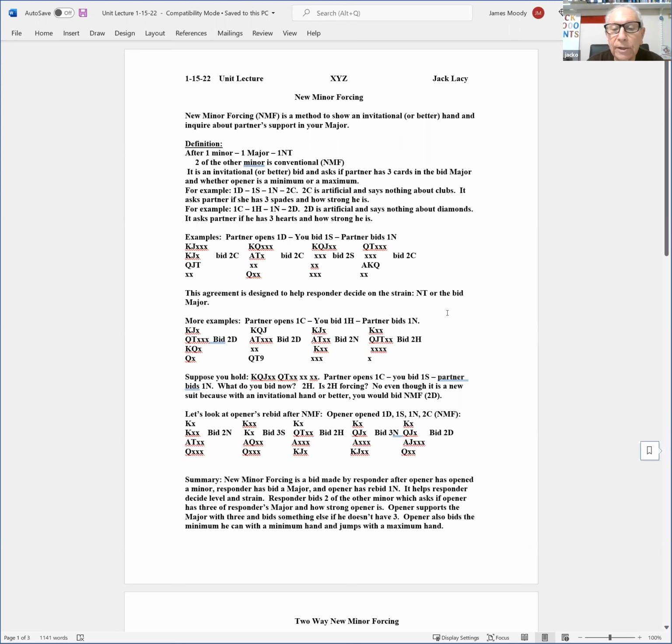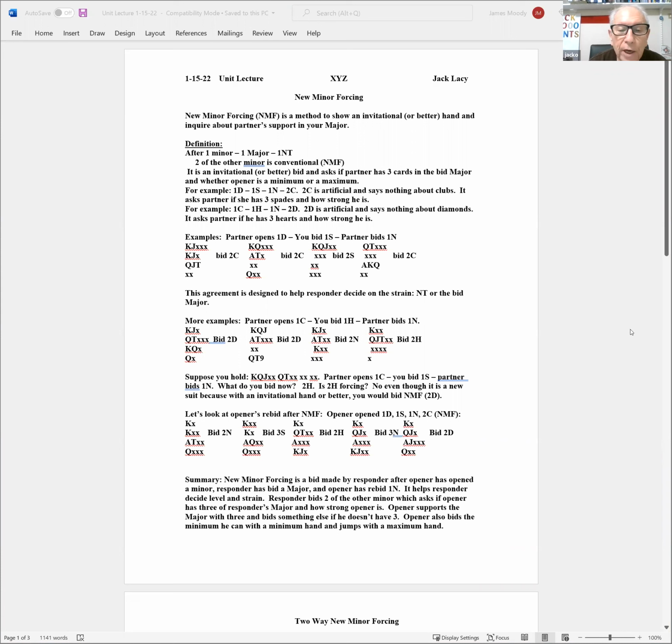And then again, on the last example, you don't have enough to get to game unless partner's really strong, and we already know partner's limited to 14. So you just bid 2 hearts and say, I'd rather play it in hearts than in no trump, partner. And so again, that's just stuff that you all know.